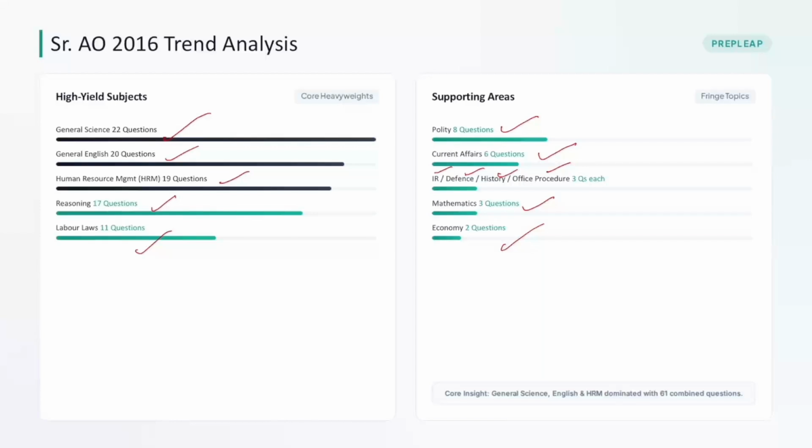So we see that the general science, English, and HRM, just the three topics, covered around 50% of the syllabus. So this paper itself says a lot, that only three topics had 50% of the exam coming from.